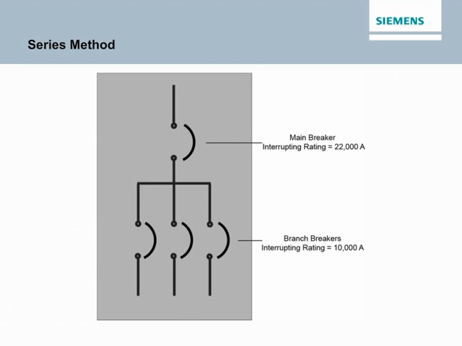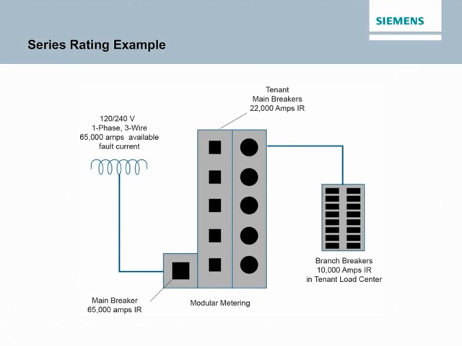In this example, the downstream branch circuit breakers have a 10,000 amp interrupting rating. The series rating method is less expensive to the customer because it allows use of branch circuit breakers with a lower interrupting rating. In larger installations, such as apartments, condominiums, and commercial facilities, the available fault current will normally be greater than 10,000 amps. In these situations, it's not uncommon to see 3 or more breaker series combinations.